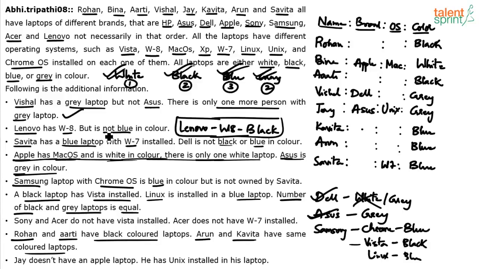Why is it black in color? See, it is not blue, very clearly given. So blue is ruled out. It cannot be white because white is Apple. It cannot be gray also because both the grays are Dell and Asus. So Lenovo has to be black. Now black is Rohan or Aarti or only 2 black, right? So yeah. So either Lenovo belongs to Rohan or it belongs to Aarti.